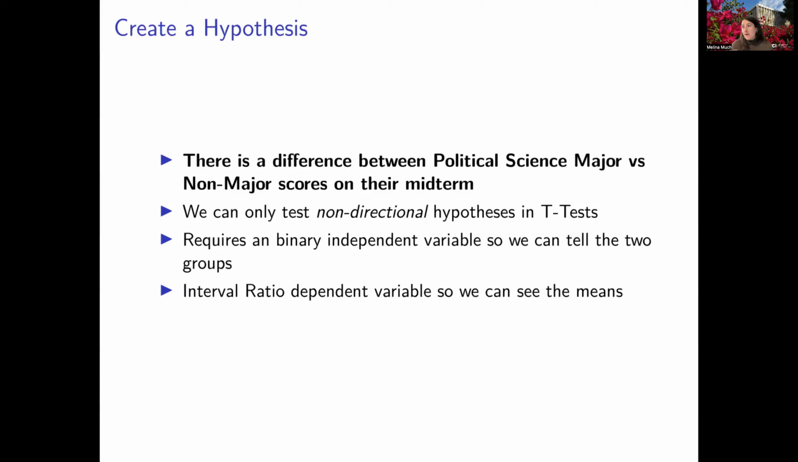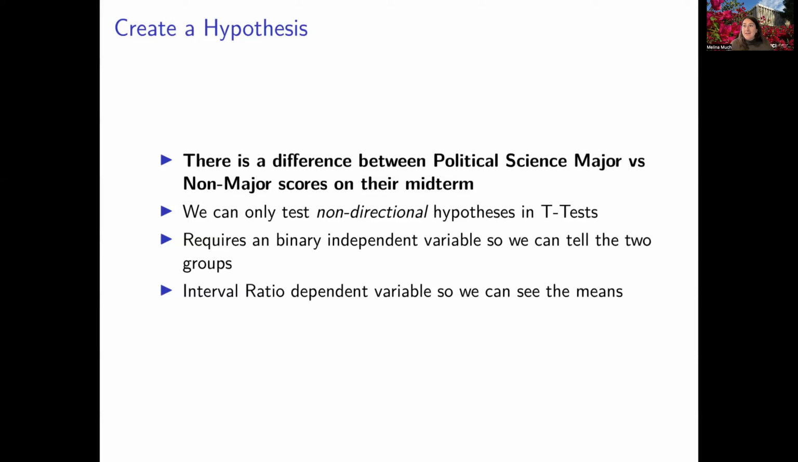We can look at the means on their own, but we really can't say anything without doing some additional probability theory using the normal curve to determine whether or not these things are actually happening at random. So within the parameters of a t-test, we can only do non-directional stuff, right? So we're going to say there is a difference between political science majors versus non-majors. We cannot, under this circumstance, say there's going to be an increase or a decrease, right? So we're not in the world of directional, only non-directional.